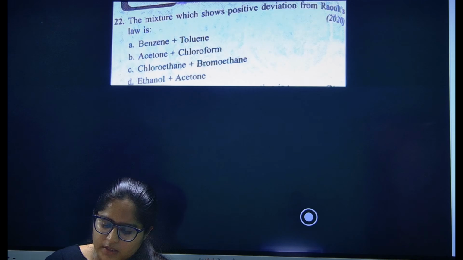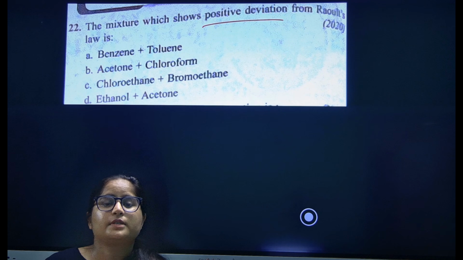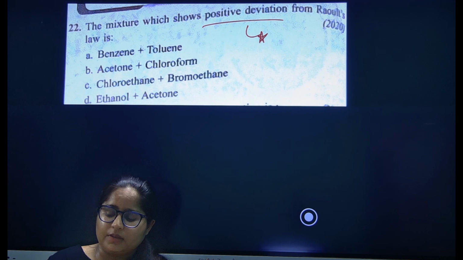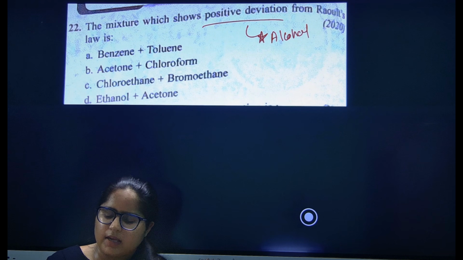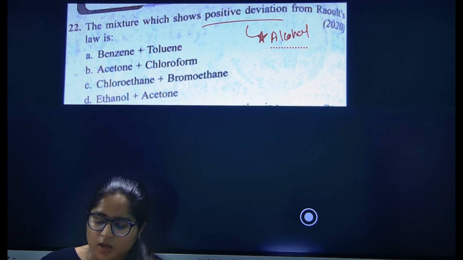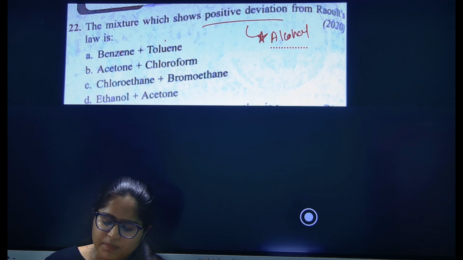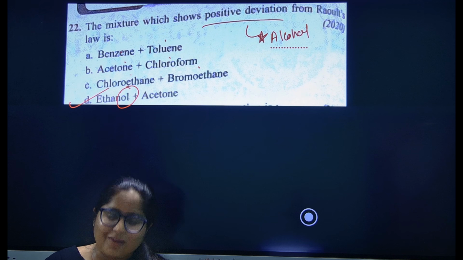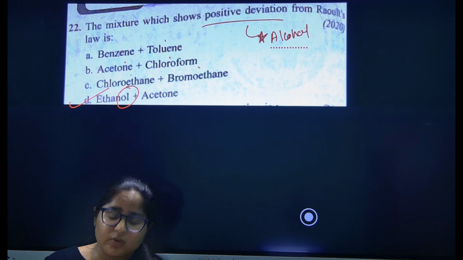So first question, the mixture which shows a positive deviation from Raoult's law. Those who have studied from me, they know, ma'am, the trick for positive deviation is alcohol. Alcohol with anything will show positive deviation. Out of 4 options, where is alcohol? Search. Benzene, toluene, no ma'am. Acetone, chloroform, no ma'am. Chloroethane, bromoethane, no ma'am. Ethanol, all alcohol. Option number D, within a fraction of a second you have solved if you are Nitya Ma'am's student.